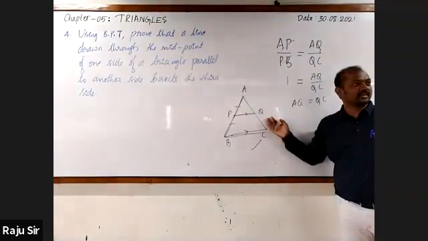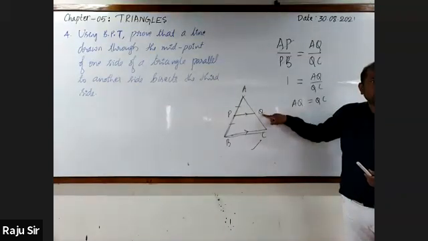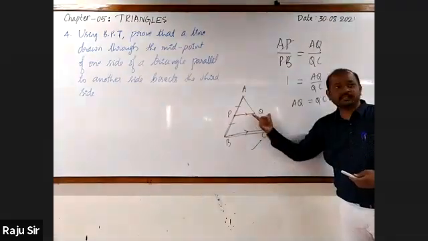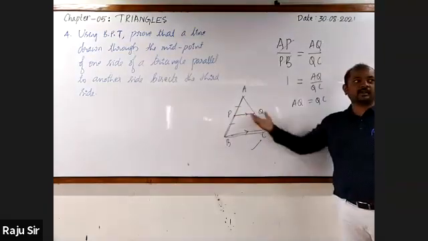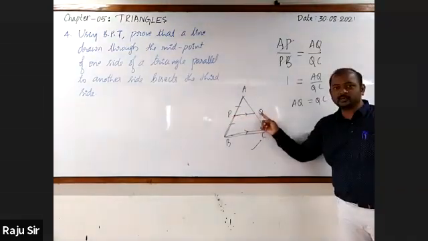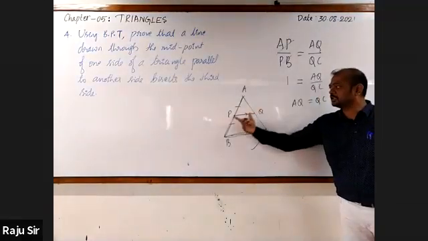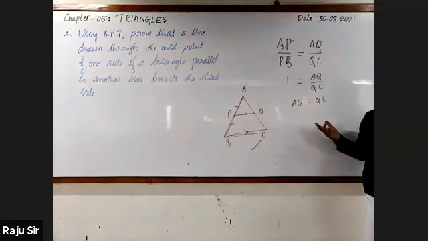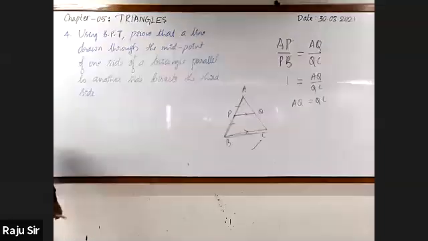AQ equal to QC, so they are equal parts. What do you say about the point Q? It will be the midpoint of AC. Then the line is called... PQ is the line, the bisector of AC. Hence you can say that PQ bisects AC. Is it not simple? Yes or no? Yes, sir.